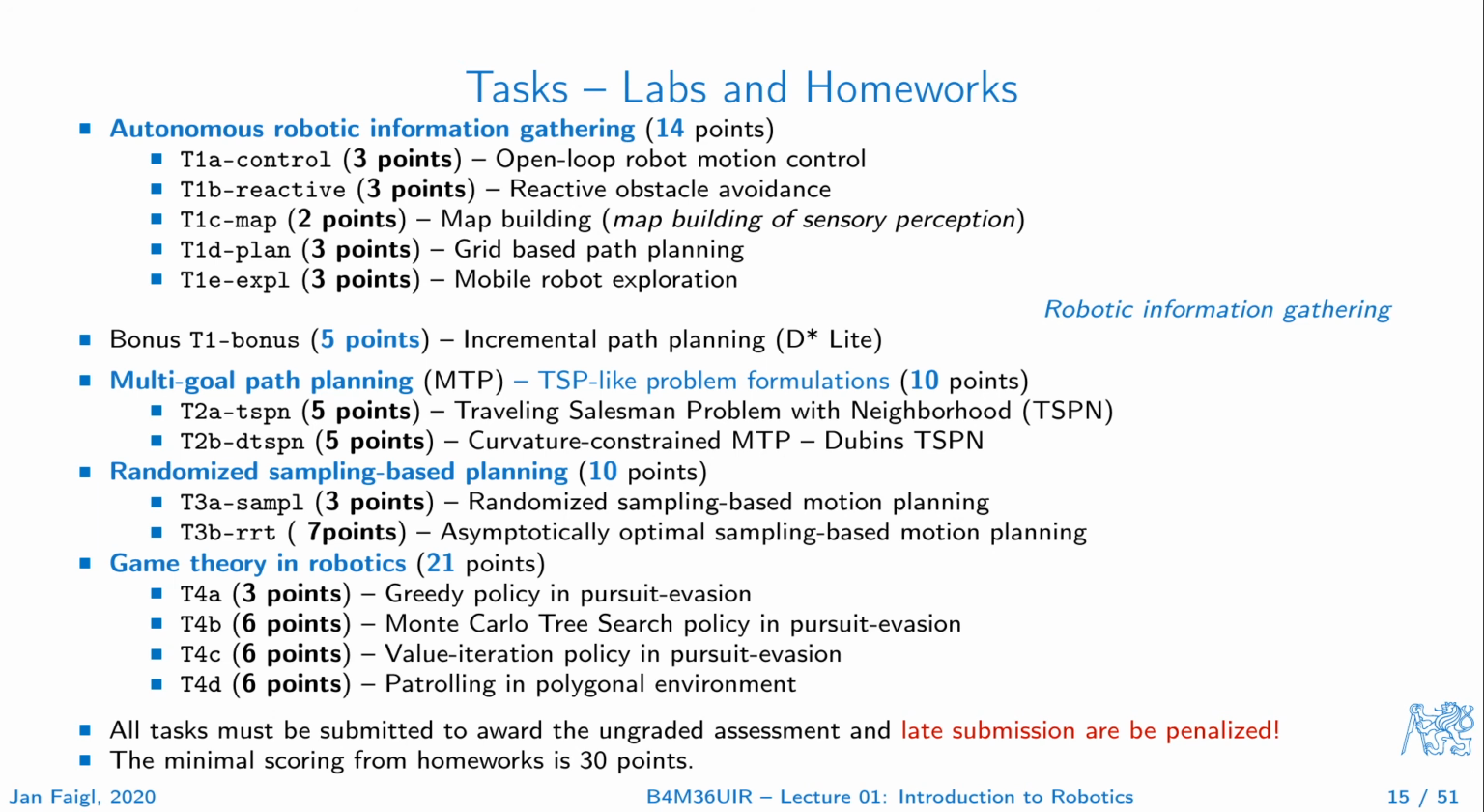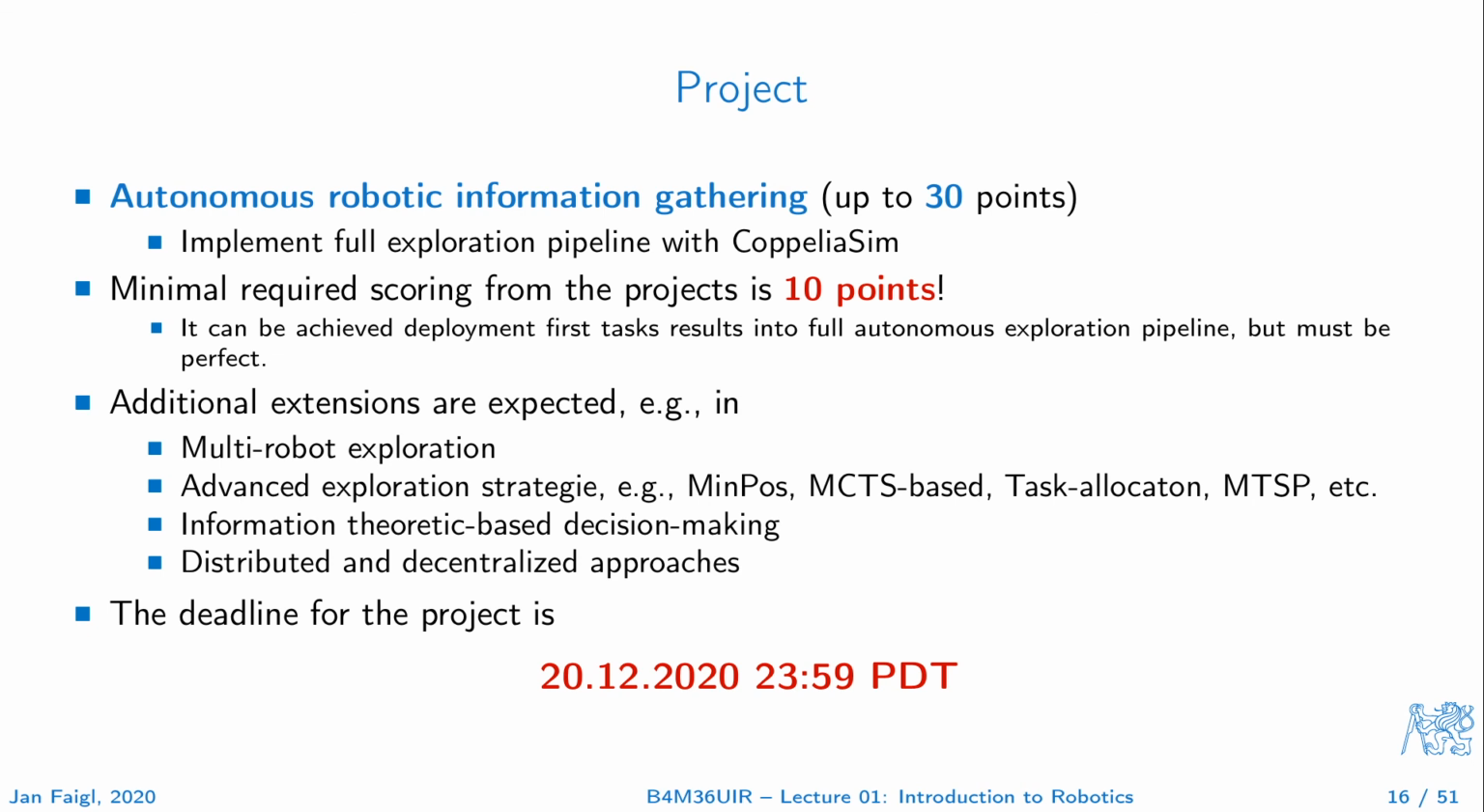And the minimal scoring for the homeworks is 30 points. So the sum is more, but you need at least 30 points. The project is autonomous robotic information gathering, and you can receive up to 30 points. It's expected that you will implement 4 exploration pipelines, primarily targeted to the CoppeliaSim simulation environment, which you can run on your personal computers. And if you are interested, maybe you can also deploy it on real robots, but it's not that convenient if you don't have the robots at home.